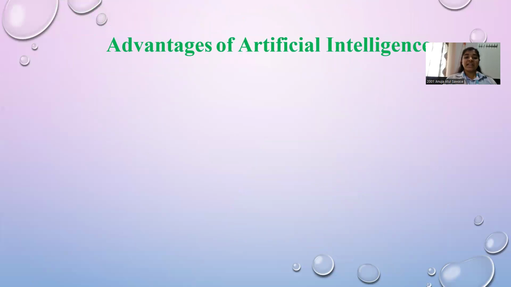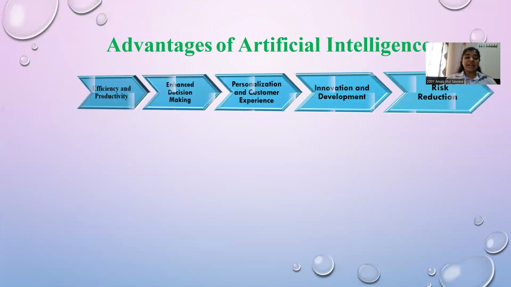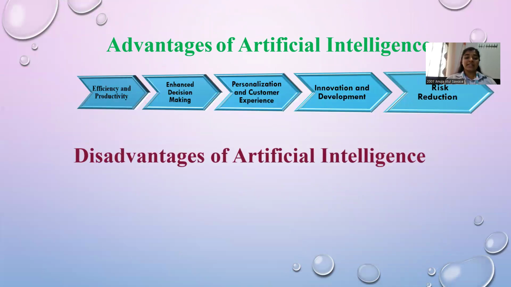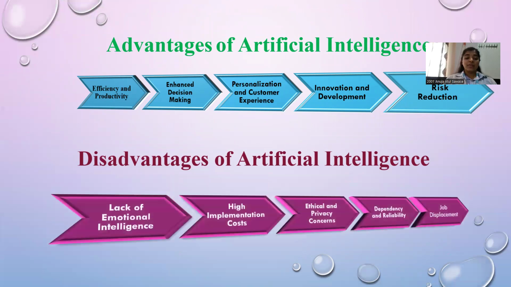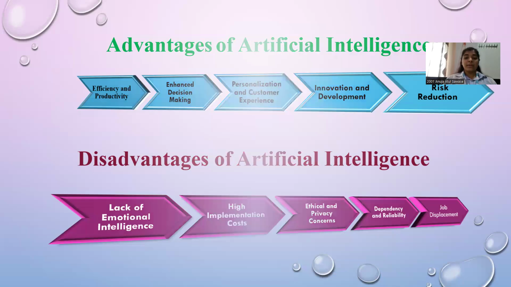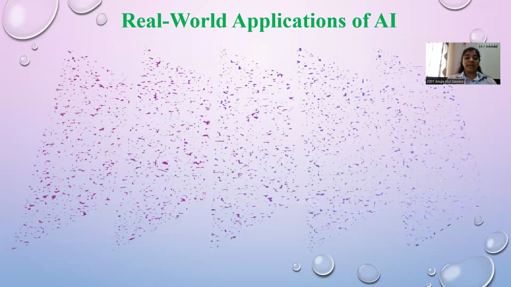Moving forward, the next slide is advantages of artificial intelligence: efficiency and productivity, enhanced decision making, personalization and customer experience, innovation and development, and reduction of errors. Then the disadvantages of artificial intelligence are lack of emotional intelligence, high implementation cost, ethical and privacy concerns, dependency and reliability, and job displacement.